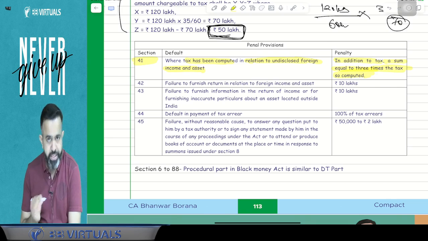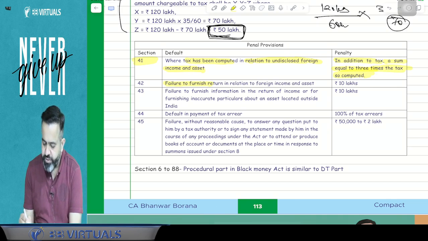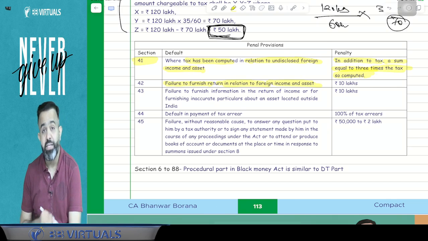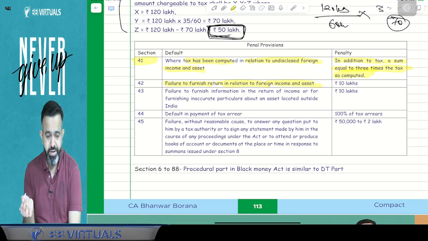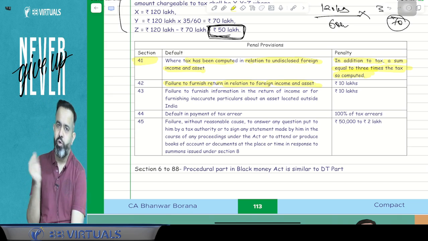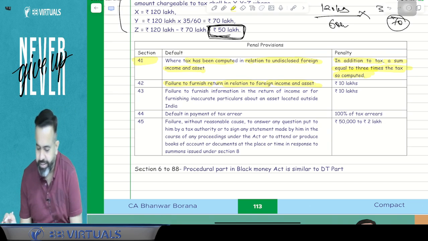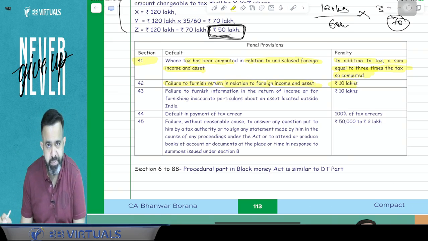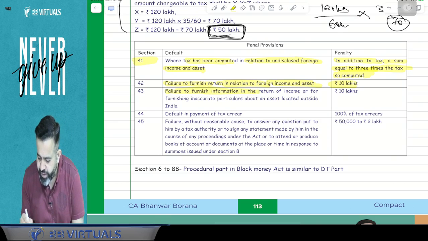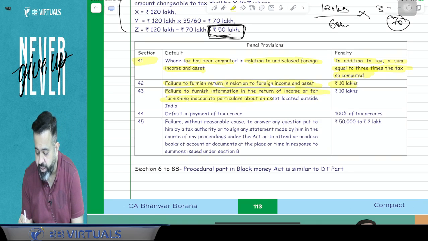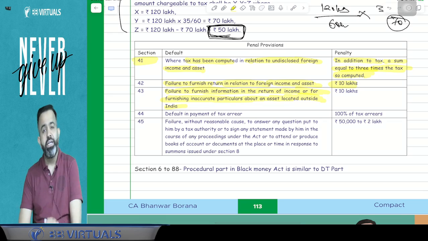Now the section 42 penalty says that failure to furnish return in relation to foreign income and asset. You have not filed the return, which you have to file because the Income Tax Act says that you have to file the return. But suppose you have not filed the return, then there will be a 10 lakh penalty. Suppose you file the return, but you fail to furnish the information in the return of the income, or you furnish inaccurate particulars about the asset located outside India.